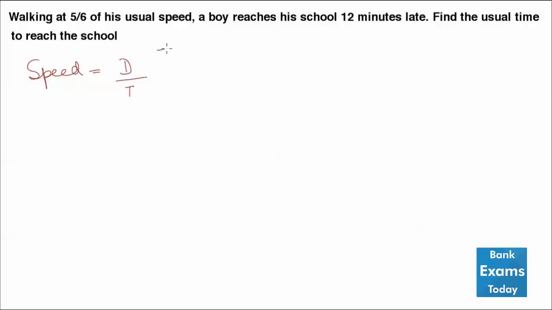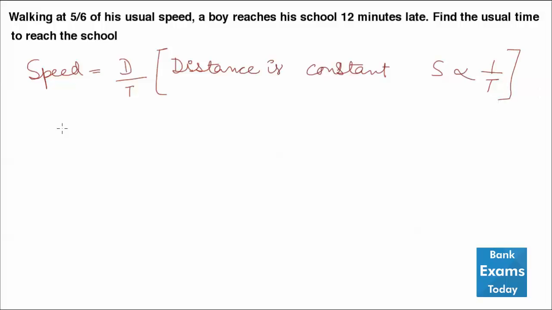And if the distance is constant, speed is inversely proportionate to time taken. So if the speed increases, the time taken decreases, and if the speed decreases, the time taken increases. So here, what is the speed? The speed at which the boy is going is 5/6 of the usual speed.